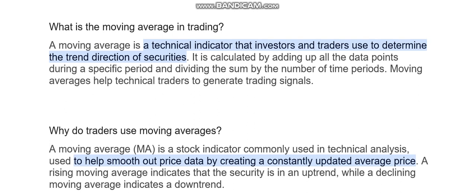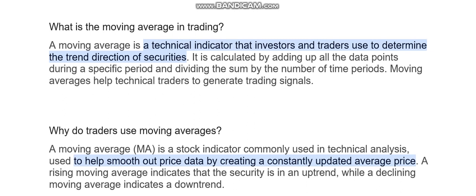What is the moving average in trading? The moving average is a technical indicator that investors and traders use to determine the trend direction of securities. It is calculated by adding up all the data points during a specific period and dividing the sum by the number of time periods. Moving averages help technical traders to generate trading signals.